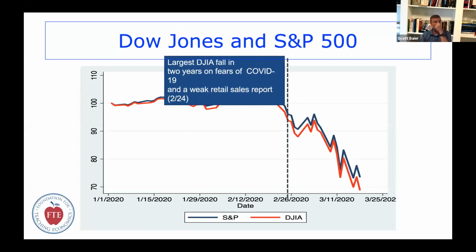So the first shot across the bow came on February 24th. On February 24th, we saw the largest fall in the Dow Jones Industrial Average in 2 years. Now, there were two reasons that people thought were causing the Dow to fall that much. One was the fears of COVID-19, and the second was a weak retail sales report. Again, all we can observe is the fall, and most economists and financial experts at the time couldn't tell what was causing the bigger fall. Was it due to the fears of COVID, or was it due to the weak retail sales report?